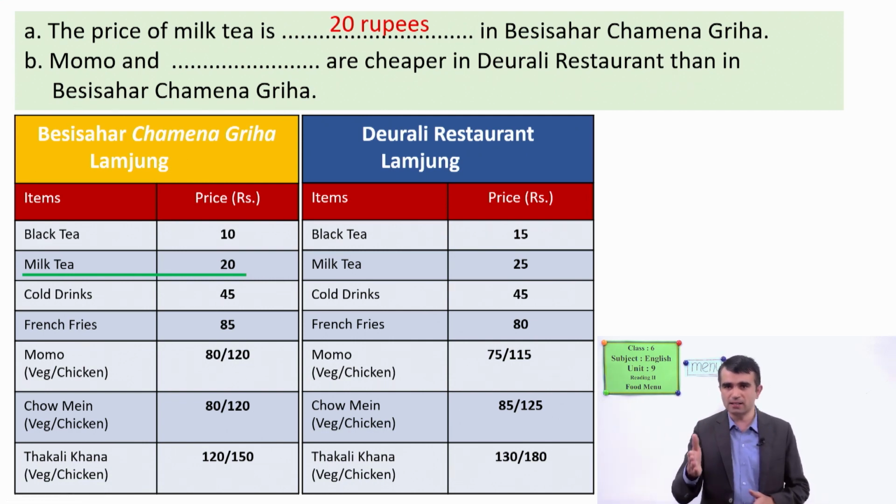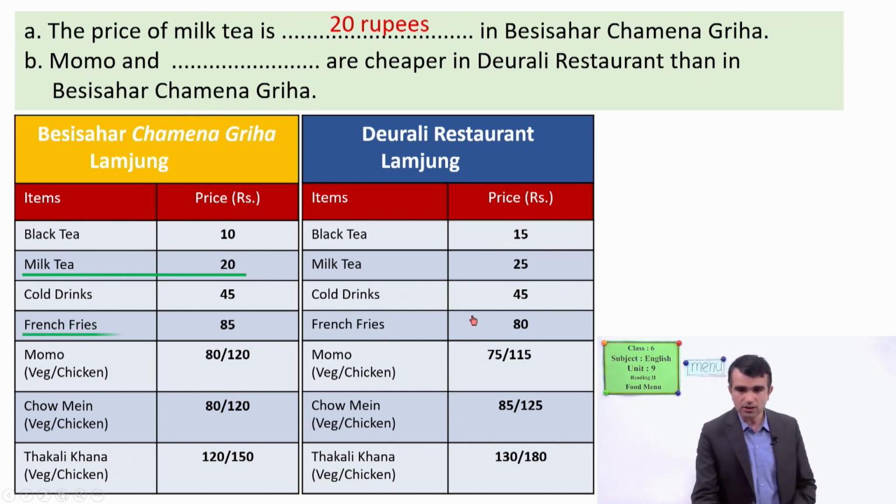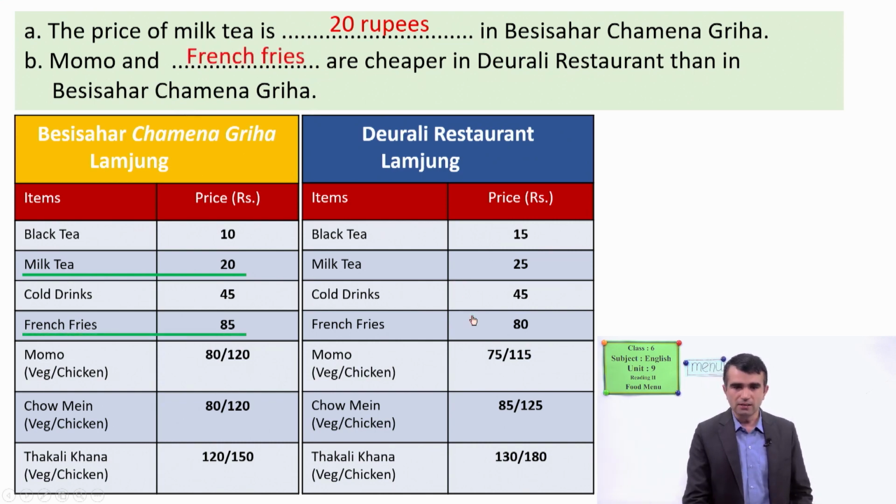Now next, Momo and another item are cheaper in Devrali restaurant than in Besar Samanagriya. Now you can compare. Here 10, 15. Okay, this is more. 20, 25. This is more. 45, 45. So equal. 85, 80. One is this item, isn't it? So Momo and another is given. So you can find the answer here. Okay, French fries.